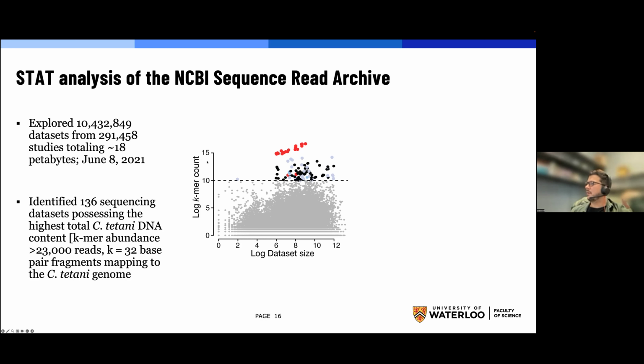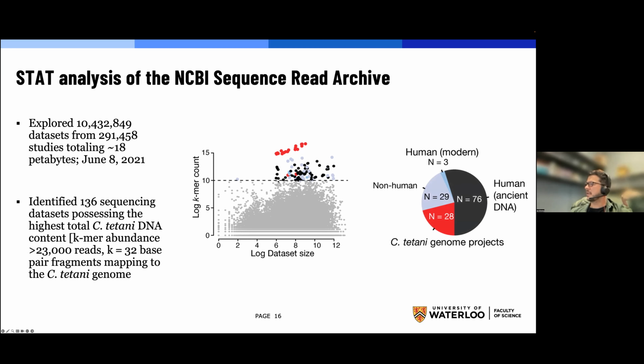And one of the interesting things is that if we apply a very strict threshold, where we're only looking at the most extreme cases, then we find an interesting mixture of samples. About 28 of these samples are indeed derived from or associated with C. tetani genome projects. So these are kind of controls in a way. This is what we expect, and that was good to see. But in addition to that, we also see many other samples that look very interesting.